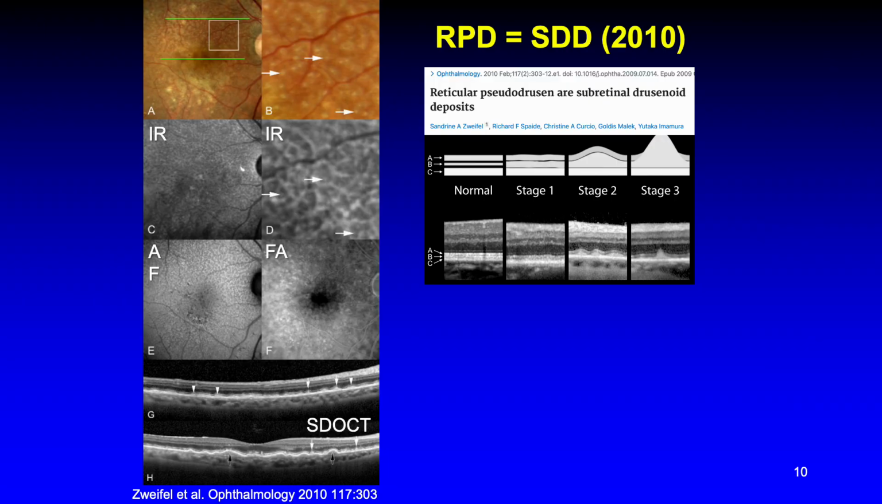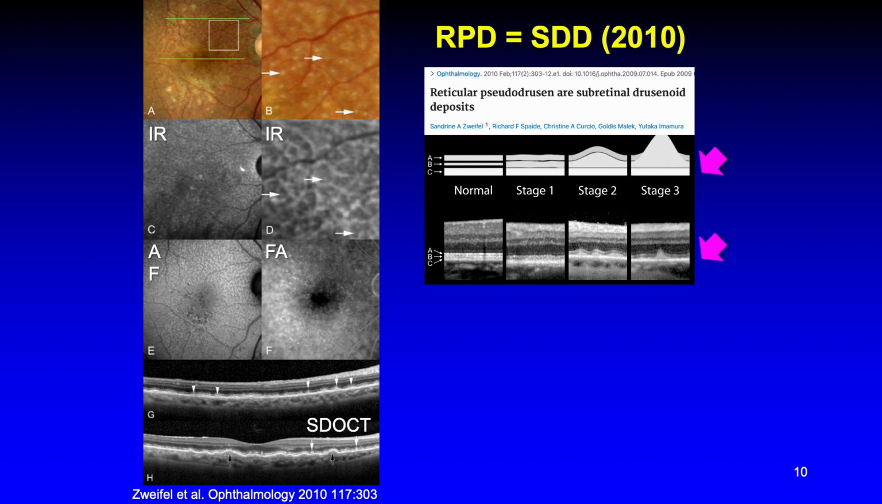I prefer the name SDD because the deposits are not always reticular. They are real and not pseudo, and they are distinct from drusen. However, SDD is the name used for histology and OCT, and RPD is used for the fundus view.